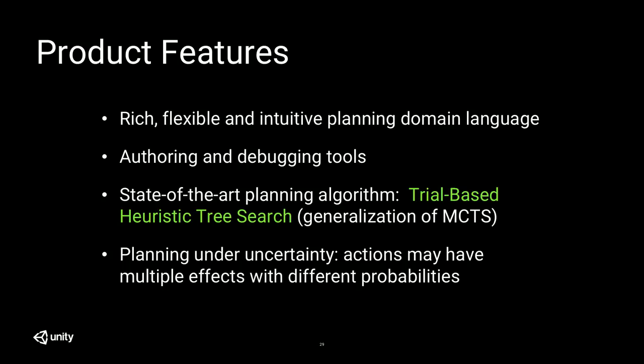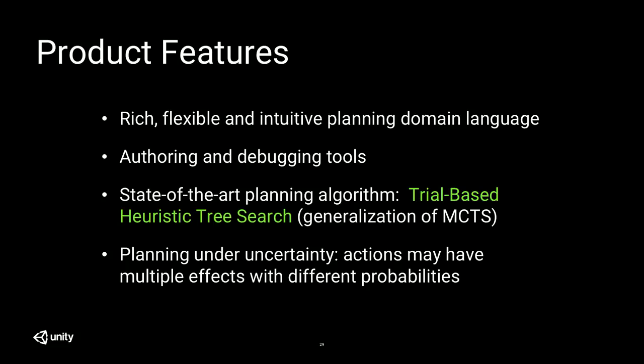Under the hood, we're running a planning algorithm that's based on trial-based heuristic tree search, which is a generalization of a family of planning algorithms, including Monte Carlo tree search, if any of you have heard of that. And while it doesn't come up in Overcooked, the system also handles planning under uncertainty, which is something that's been missing in a lot of AI planning systems for games.